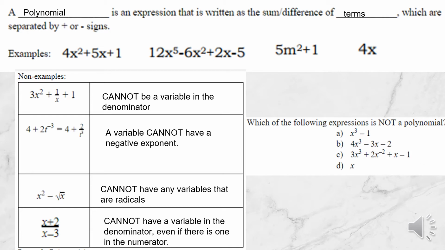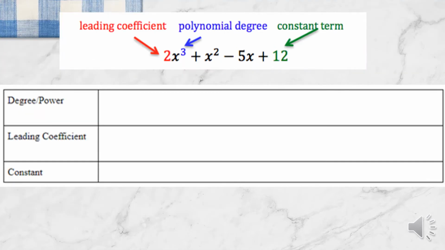So let's look at this multiple choice question. Which of the following is not a polynomial? So we're looking for one that doesn't fit our rules, or one that breaks one of our rules. So x cubed minus 1: there's no x in the bottom, it's not negative, there's no radical, so it is a polynomial. B also is a polynomial, but C is not because it's 2x to the negative 2, and like we said, we can't have a negative exponent.